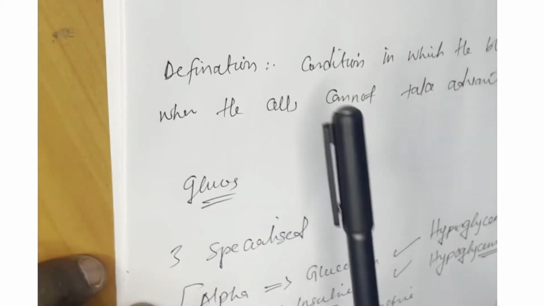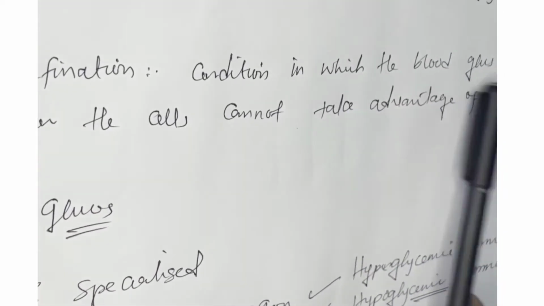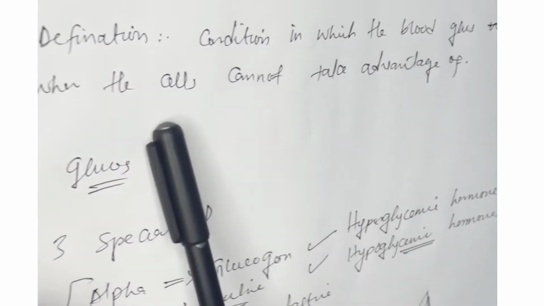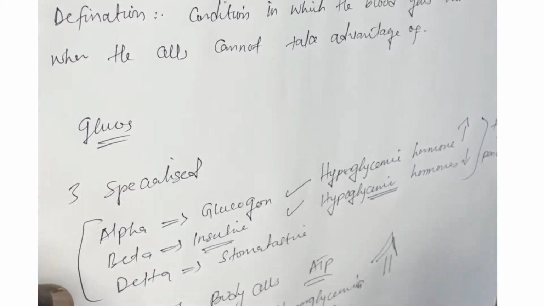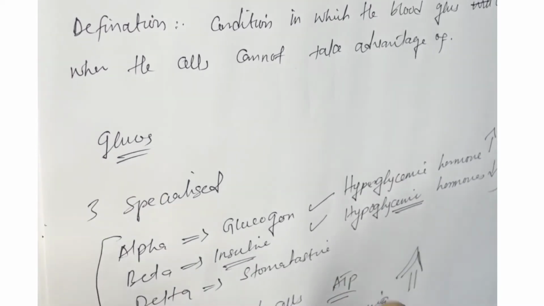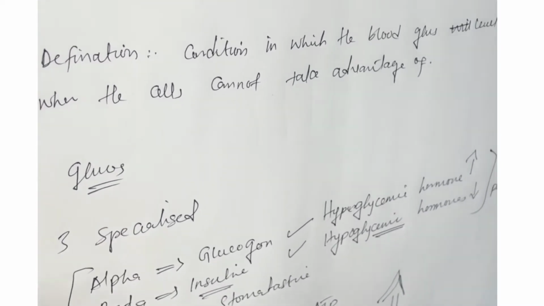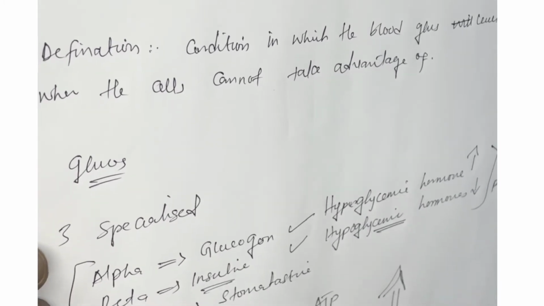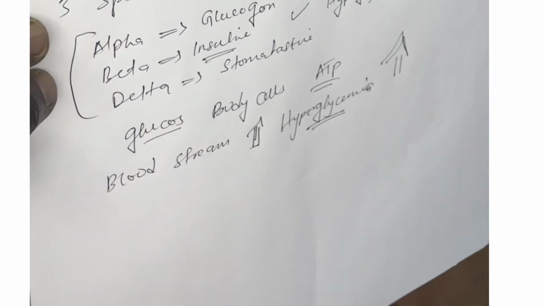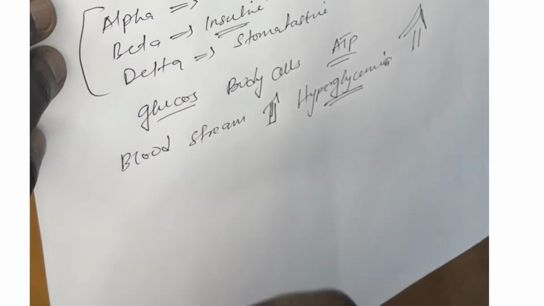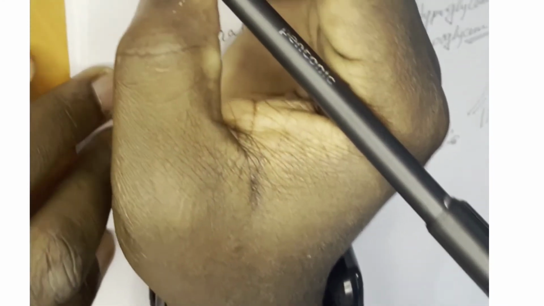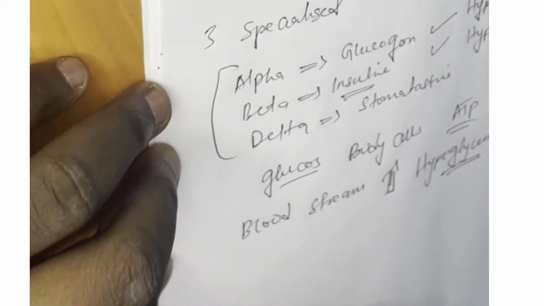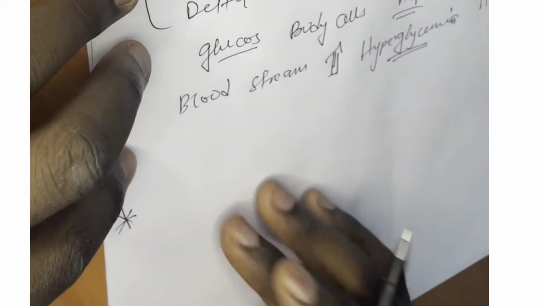First of all, it is a condition in which the blood glucose level is high and the cells of the body cannot take advantage of it. There will be much sugar in the blood, but the cells cannot utilize that sugar. So this is it, and now we are going to the pathophysiology. As I already explained, this is our first part. Our second part is pathophysiology or etiology.